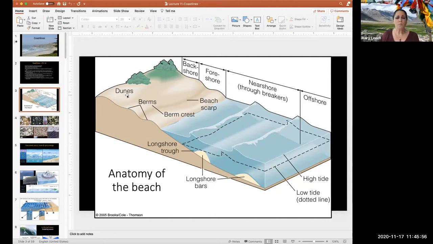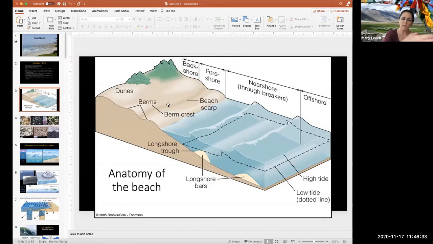Okay, let's talk about some of the parts of the beach. Dunes often form behind the active beach, above the high tide mark. The tide is in the foreshore region, and the foreshore would start with this little hill called a berm. So this is supposed to be a little hill of sand that piles up. And this looks like sort of a summertime beach with a lot of sand on the beach.